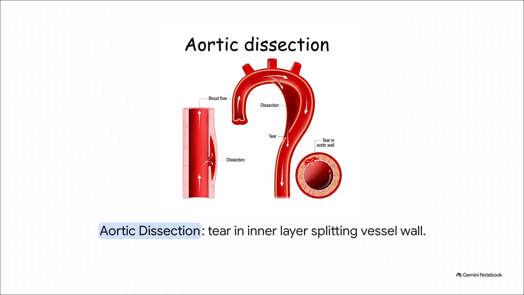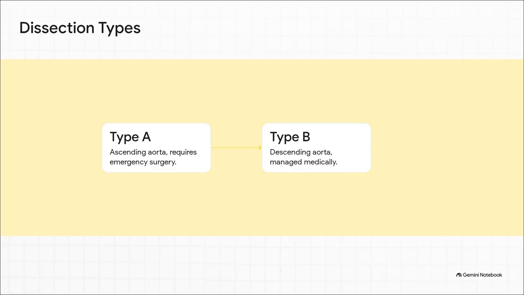As high-pressure blood surges through that tear, it violently forces its way between the layers of the aortic wall, splitting them apart. This is often characterized by a sudden, incredibly sharp, tearing pain in the chest or back. Now, the location of that tear dictates both the severity and the treatment, which is absolutely crucial for your clinical understanding. Type A dissections involve the ascending aorta right near the heart.